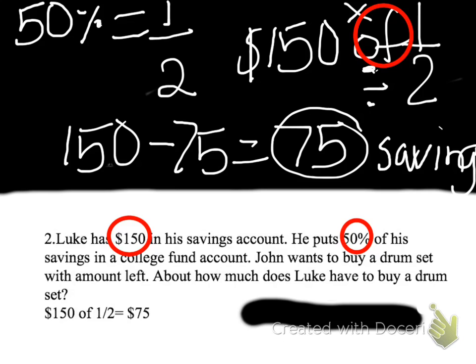So first you take the 50% in the problem and convert it to 1/2. Then you take the $150 and do the "of" method again. And 1/2 of 150 is 75. Then you take 150 and subtract 75, and that equals 75. That's how much he saved.